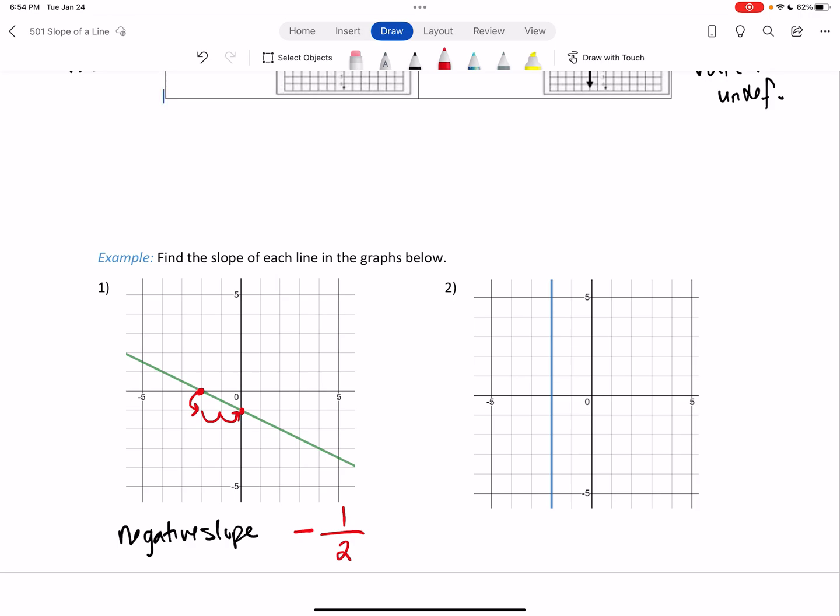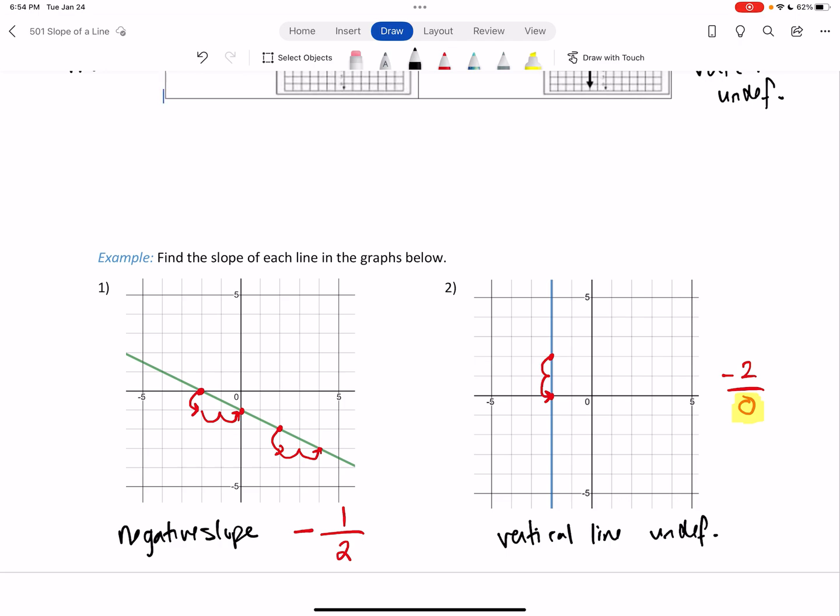And notice that you could pick 2 different points. You could pick these two, and you would get the same thing. It goes down 1 and over 2. So no matter which 2 points I pick on the line, I still get that same slope of negative 1 over 2. This second line is a vertical line, and we know that it should have an undefined slope. If I pick 2 points on this line, it goes down 2 and over 0. Anytime you have that divide by 0, you say undefined, error, does not exist. So this is a vertical line, it has an undefined slope.